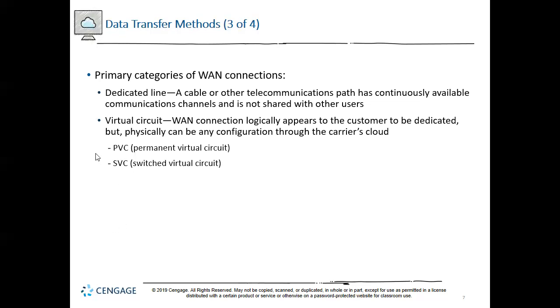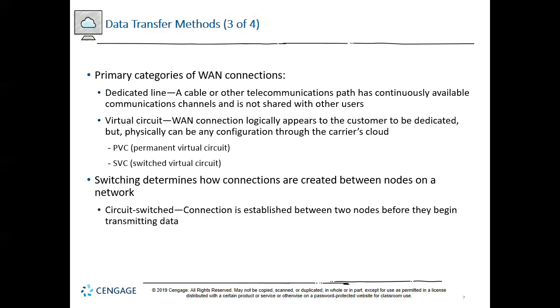Now, virtual circuits have different categories. We can have what we call a permanent virtual circuit, so before we actually do any transmitting, there's a connection set up, or we could have a switched virtual circuit. Switching determines how connections are created between the nodes. And so we talk about packet switched and circuit switched.